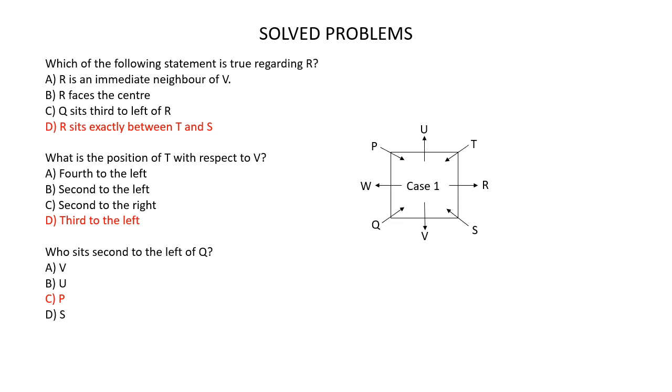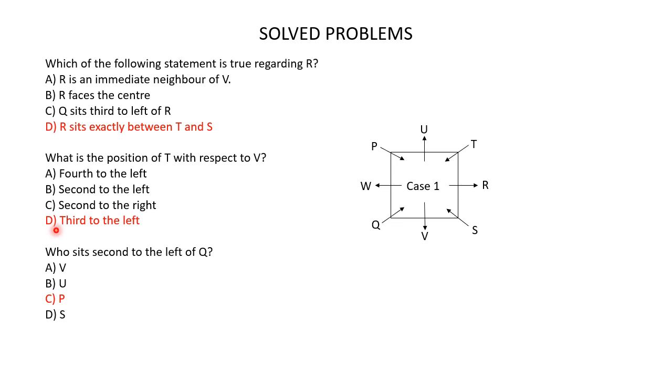Option B says T sits second to the left of V. So second to the left of V is this position. R sits second to the left of V, not T. So option B also is not correct. Option C says T sits second to the right of V. Second to the right of V is this position. W sits second to the right of V, not T. So option C also is not correct.